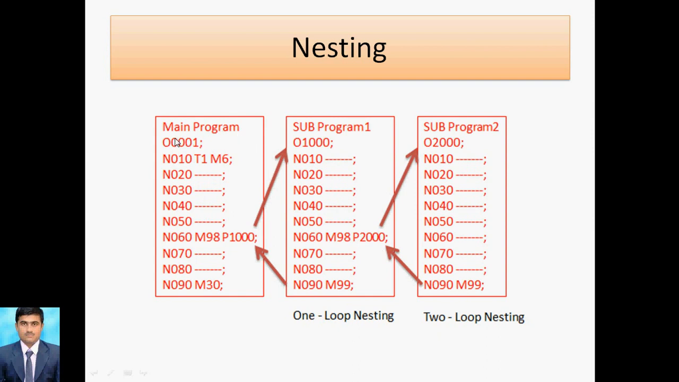So when running, up to this point, N50, it runs. After that it follows program number 1, and then we go for this point. In that also, if it reaches this point, then again you can repeat subprogram number 2. So this is called two loop nesting, or the difference between these two.